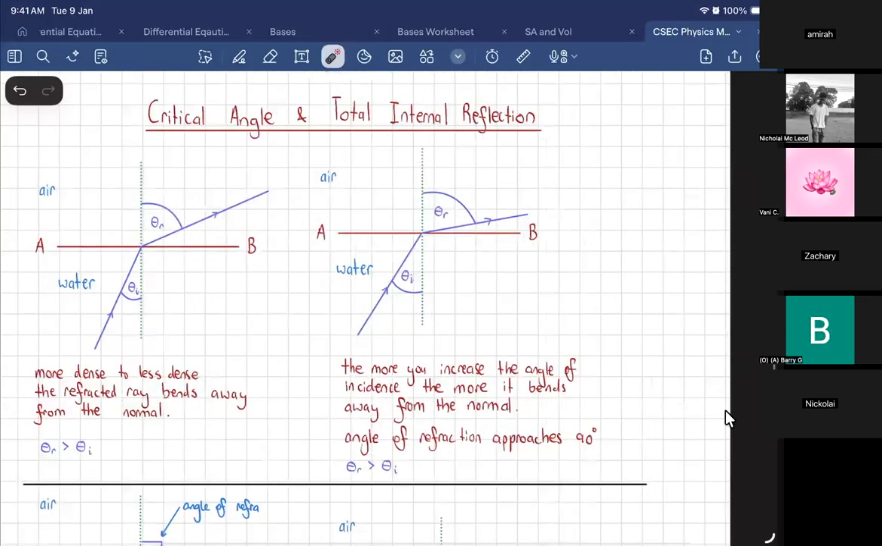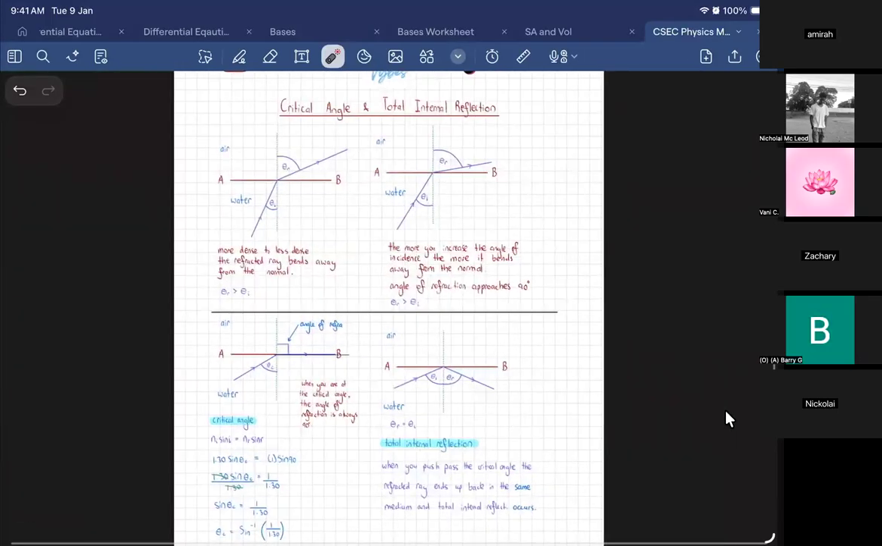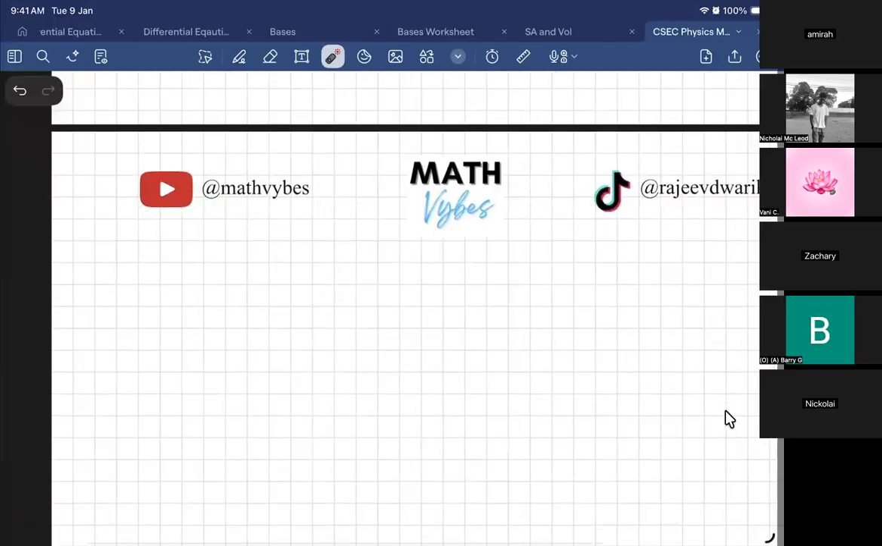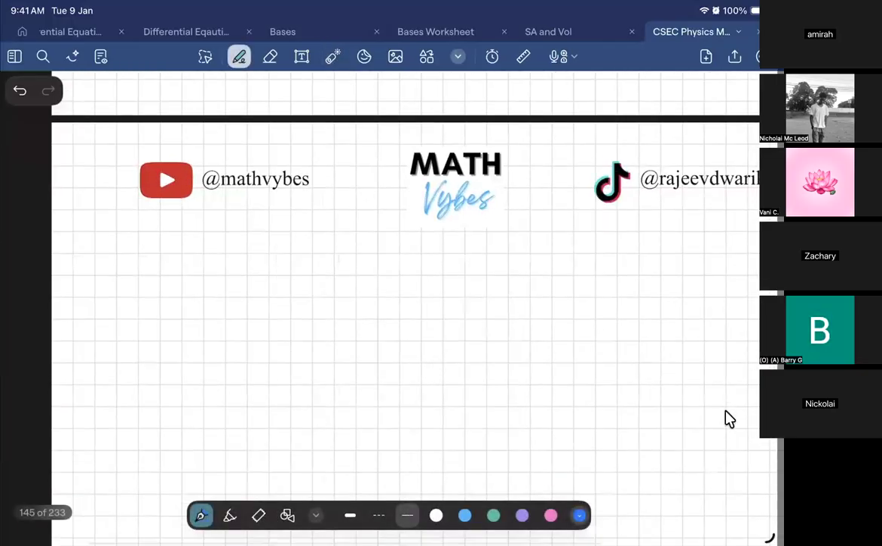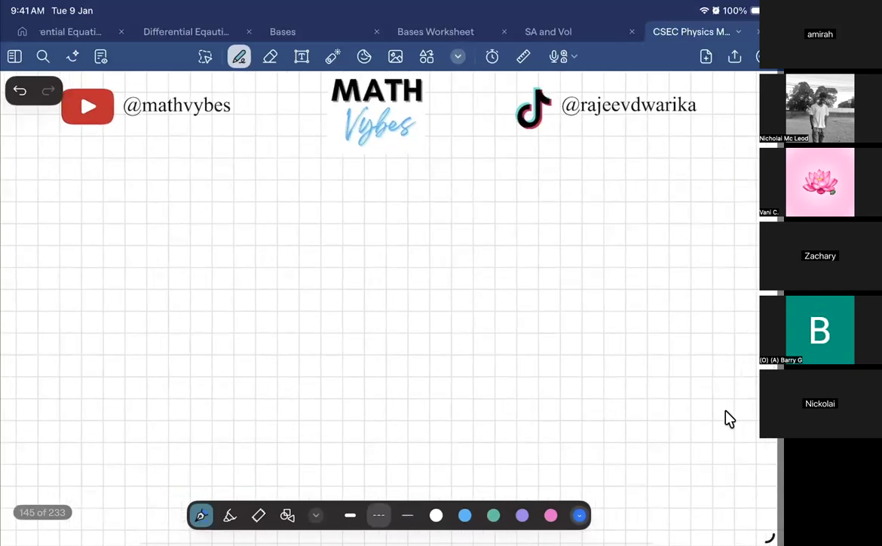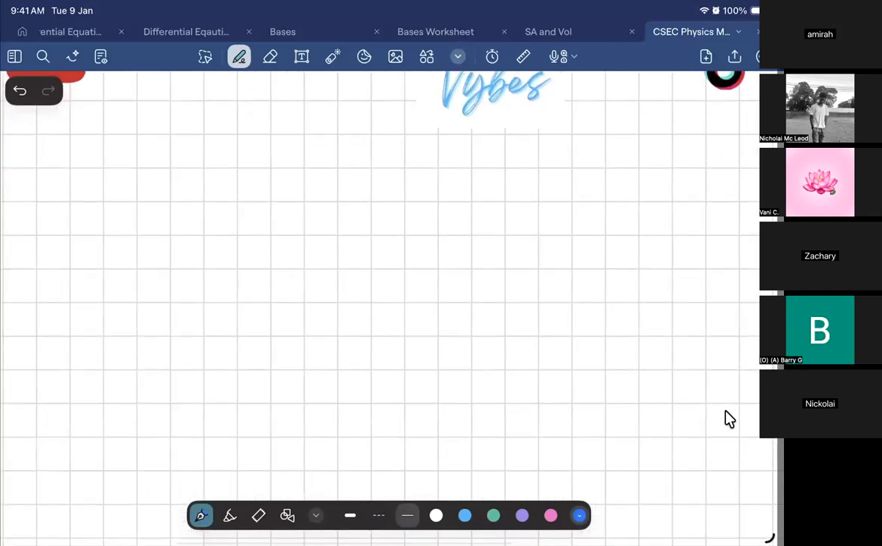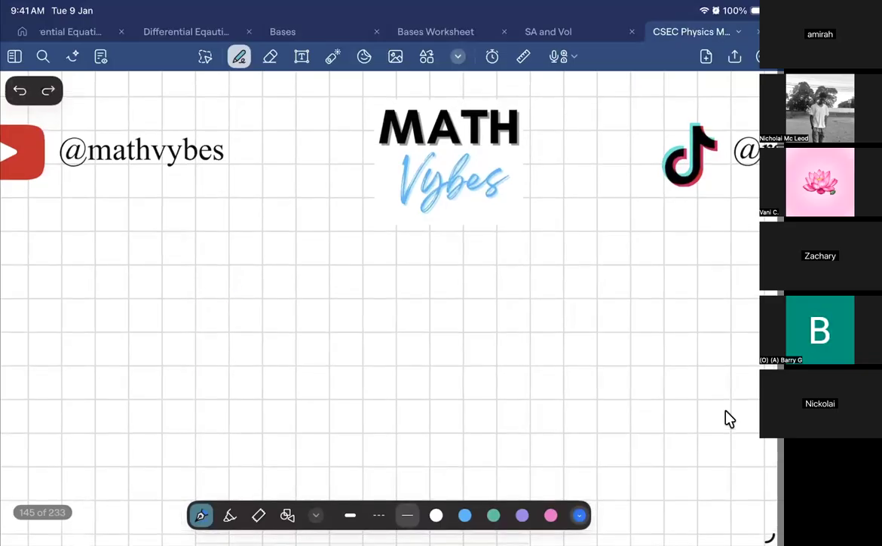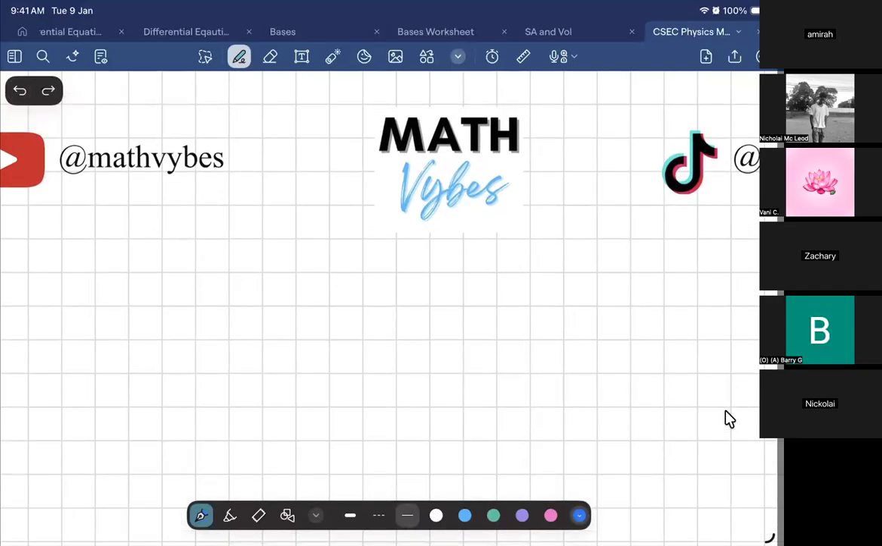All right, so let's go over critical angle and total internal reflection now. I went through it in class briefly, but I feel like all your brain cells were tired at the end of the class. First things first, guys. Anytime you're going from a more dense to a less dense medium, what happens?